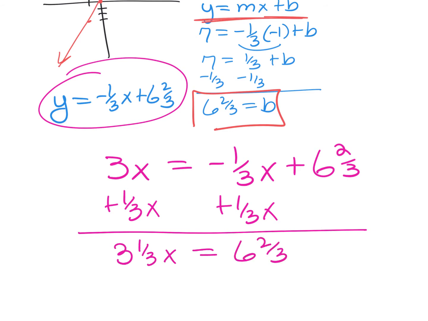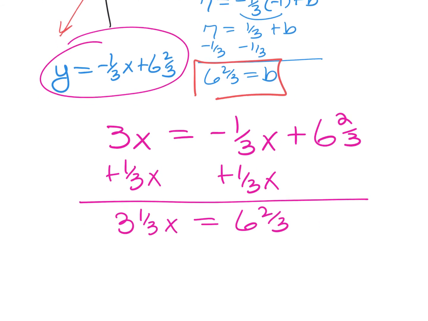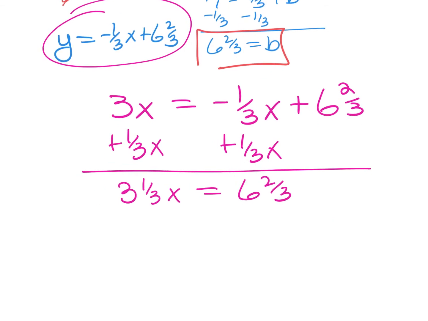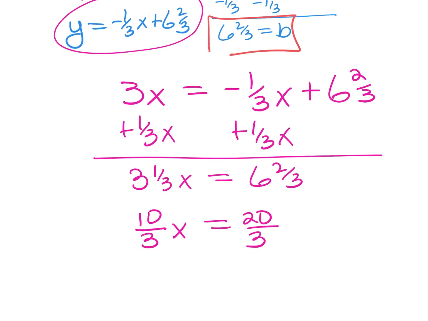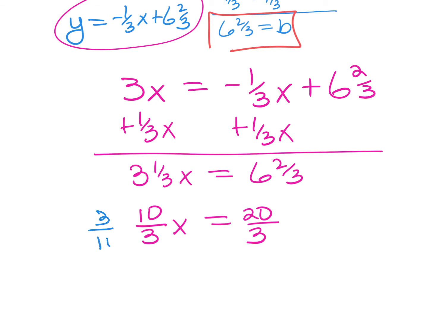Now, if you recall back from 4th grade, when you divide mixed numbers, you need to make them improper. Don't try to make these decimals because it's a repeating decimal. So I'm going to make it an improper fraction. The way that you do that is you multiply the denominator times the whole number plus the numerator. So 3 1/3 becomes 10/3, and 6 2/3 becomes 20/3. I'm now going to divide both sides by 10/3. Remember, dividing is like keep, change, flip. I'm really just multiplying by the reciprocal. So that's what I'm going to do.